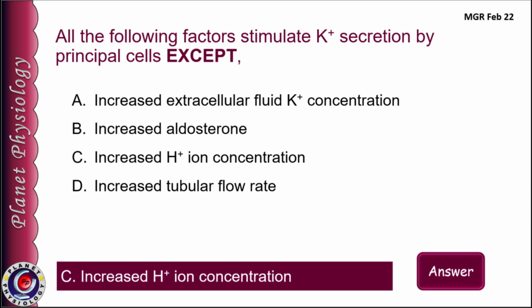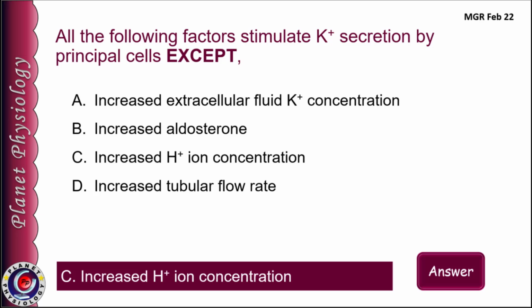Increased hydrogen ion concentration. Usually when ECF concentration of potassium increases, more potassium is filtered and most of it is actively reabsorbed by the proximal tubules. So if there is increased extracellular potassium, more potassium should be excreted, and it mainly occurs by raising aldosterone levels. Aldosterone increases the number of ENaCs in the luminal surface and stimulates activity of the sodium-potassium pump. Thus it increases sodium reabsorption and potassium secretion. Increase in tubular flow rate, especially in the distal segments, also increases potassium secretion. So the correct answer is C.